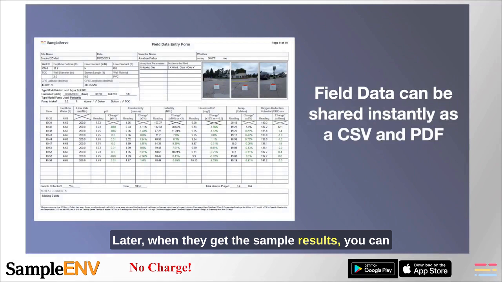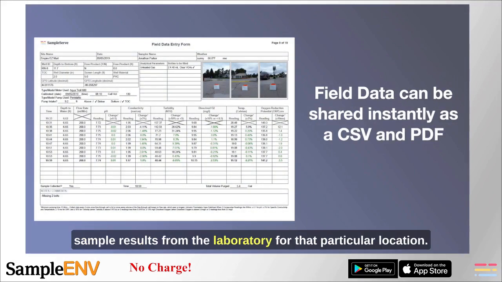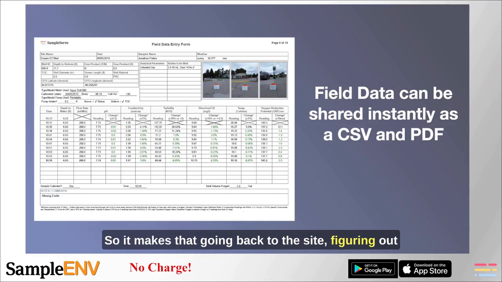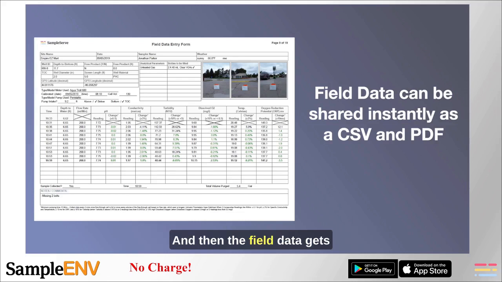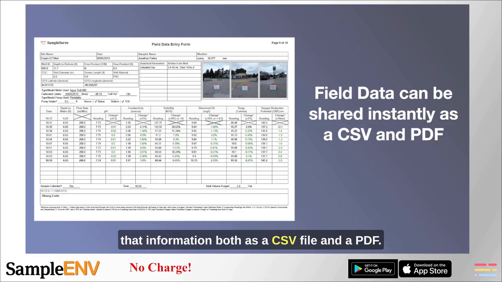Later, when you get the sample results, you can scan that QR code and pull up the sample results from the laboratory for that particular location. So it makes going back to the site and figuring out which ones are contaminated or not a lot simpler for the type of sampling where you might need to do that. And then the field data gets pushed from the mobile device as soon as you're done sampling. You don't have to, but you can share that information both as a CSV file and a PDF. Here's an example of our PDF for low flow sampling.